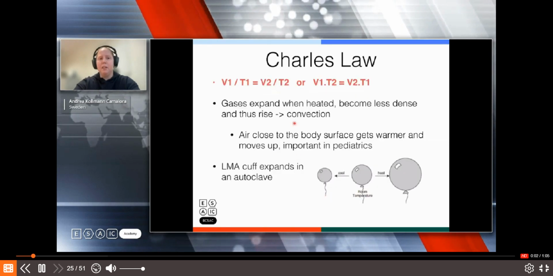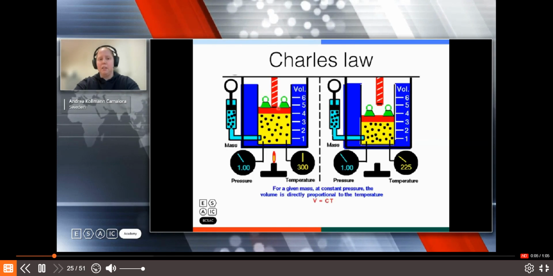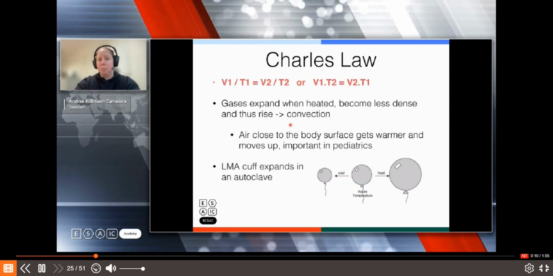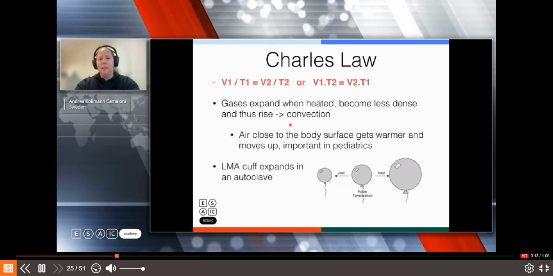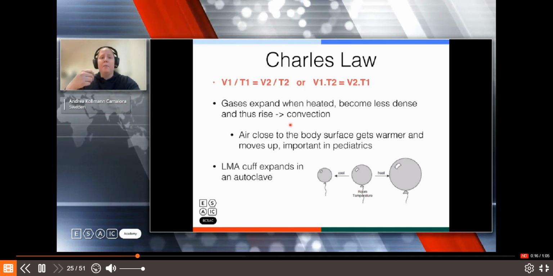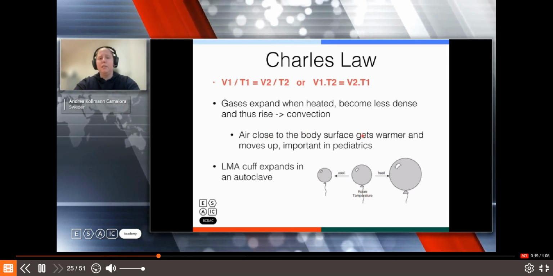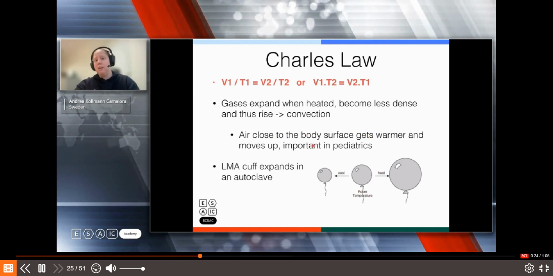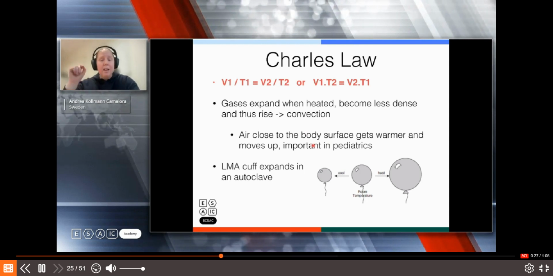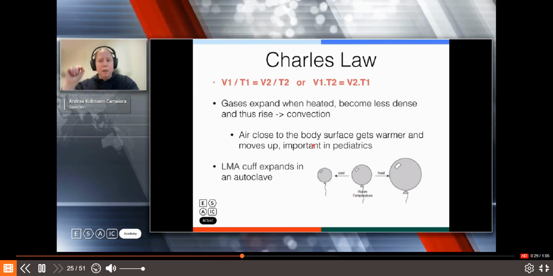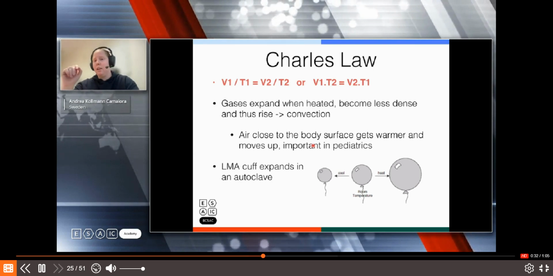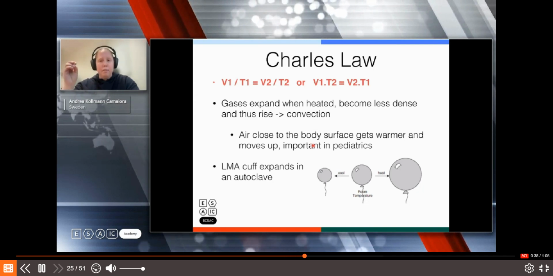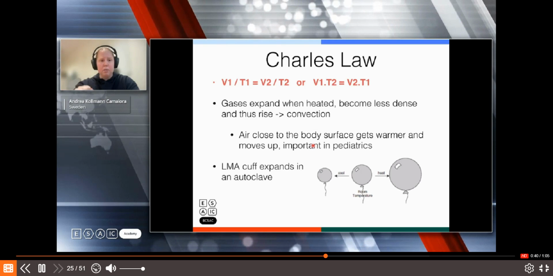And some applications are that gas expands when heated. So I heat this and I get more volume. So gases expand when heated and they become less dense and thus they can rise. That's convection. Air close to the body surface gets warmer and moves up. And this is important when we're discussing heat loss, and especially in pediatrics. And in the exam, a lot of questions on temperature loss have come since I've been examining. So I really encourage you to read on all the mechanisms for heat loss.